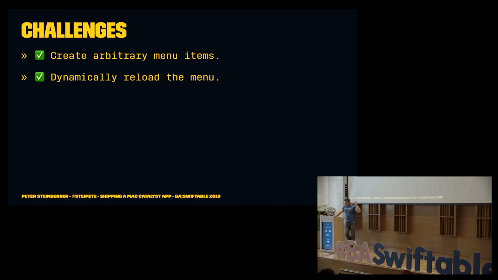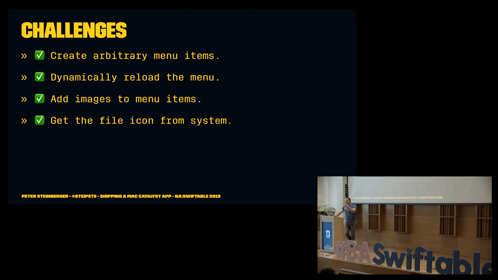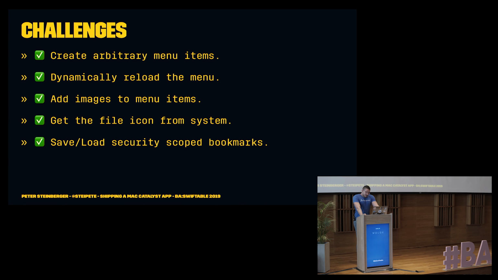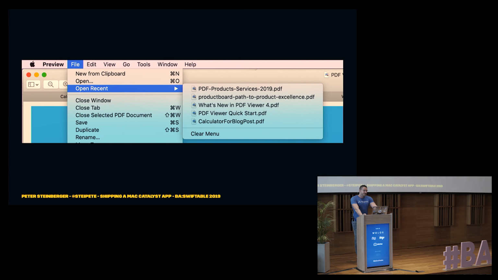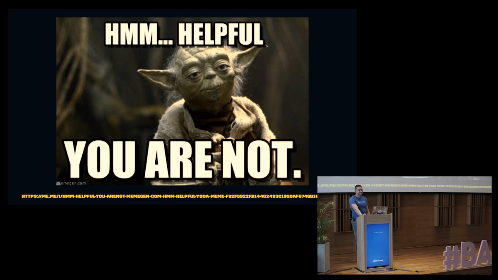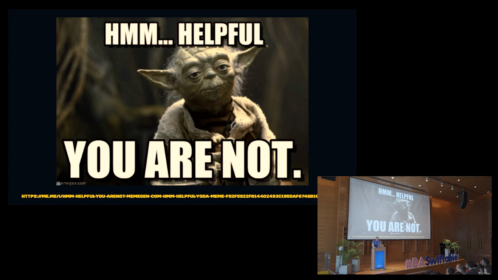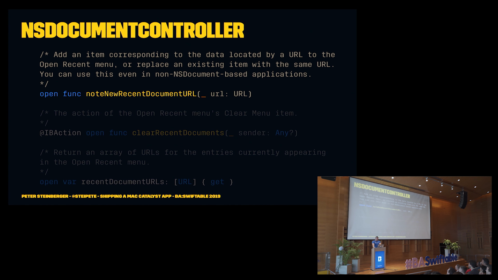So let's recap what challenges we had. We had to create the menu item. Yes, we know how to reload it. We know how to add images. We get the file icon from the system, and we get the security scoped bookmark. So, a lot of work for this. And then you think, Catalyst, you're really not helpful. The big difference here is that AppKit apps get all of this for free. So can we do better? And the answer is yes.